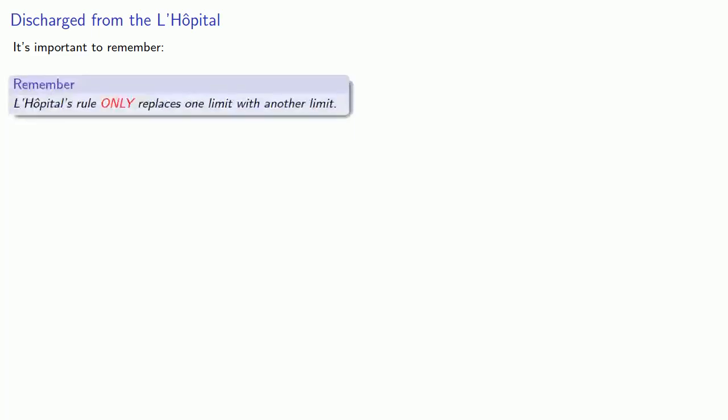So when applying L'Hopital's rule, it's important to remember L'Hopital's rule only replaces one limit with another limit. This means that all limit rules previously known remain in place.